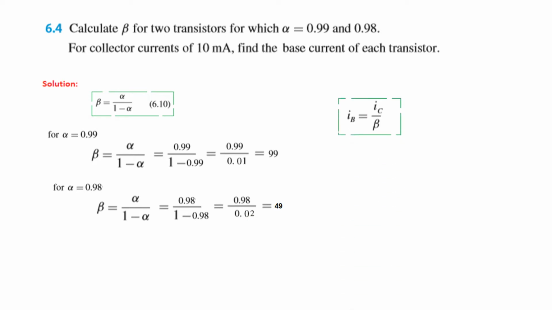Now the next part, for collector current 10 milliampere, we have to find the base current. So we'll use this formula. Again, plugging the value of IC 10 milliampere, and beta for this case is 99. So we plug in 99. So for the first case, the base current will be 0.1 milliampere. And in the second case, instead of beta 99, now we'll plug in beta 49 from here. And so the base current will be 0.2 milliampere.